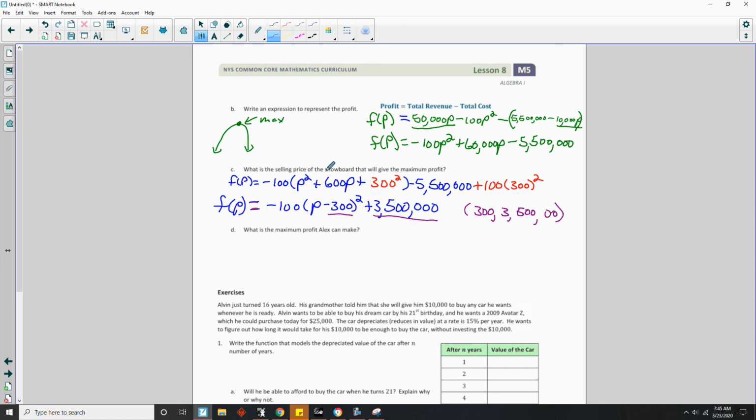So it says, what is the selling price of a snowboard that will give the maximum profit? And it is $300. If I sell a snowboard for $300, I will make $3,500,000. And those commas all look a little confusing, so let me get rid of the commas for the 3,500,000. This is my x, comma, y.